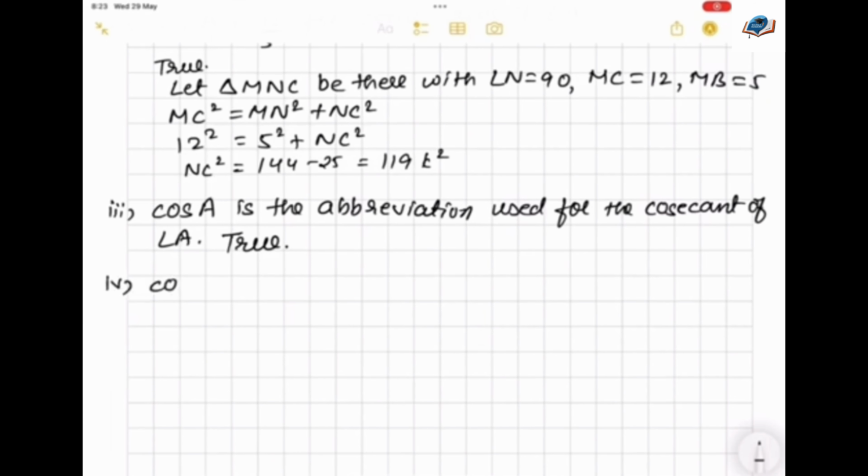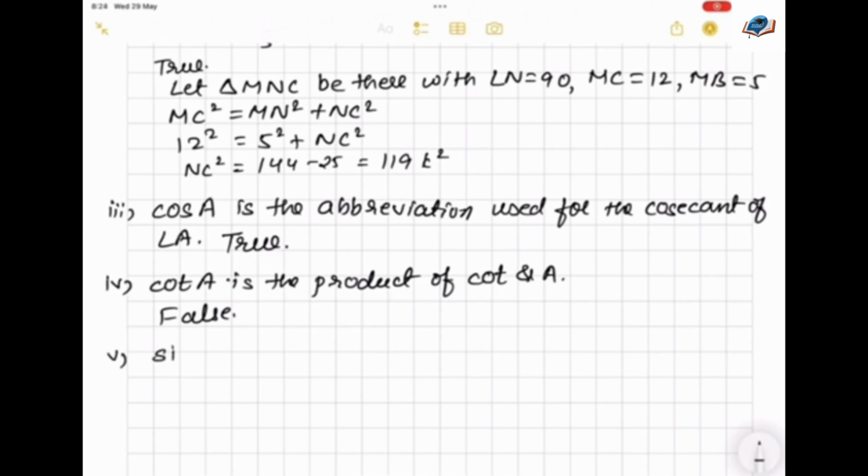So now fourth one is cot A is the product of cot and A. False, as cot A is not the product of cot and A, but cot A means cot of angle A.